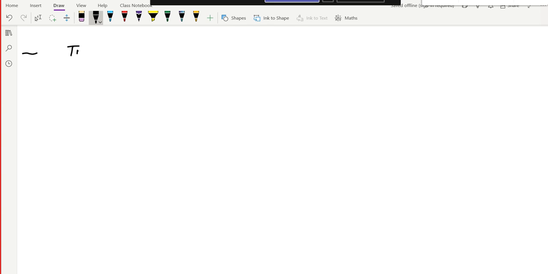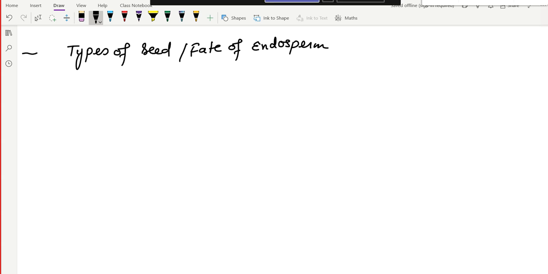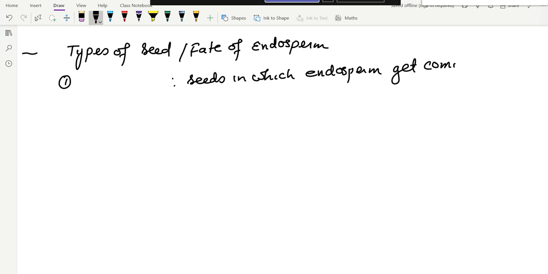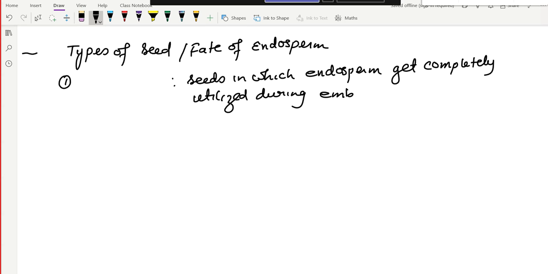Let's see types of seed, or we can say fate of endosperm. Okay, so we are talking about fate of endosperm, or we can say the type of seed. So there are seeds in which endosperm gets completely utilized during embryo development. Now this kind of seeds, if we are talking about, is called non-endospermic seed.